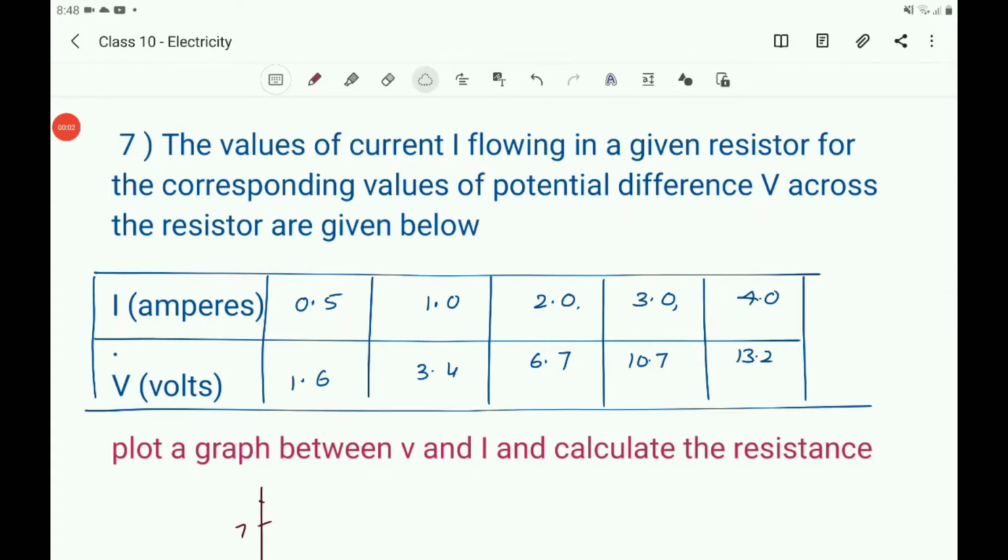Children, now let us continue the chapter electricity. Now let us continue the exercise based question of the chapter. The seventh question. The value of current I flowing in a given resistor for the corresponding values of potential difference V across the resistor are given below. Plot a graph between V and I and calculate the resistance.